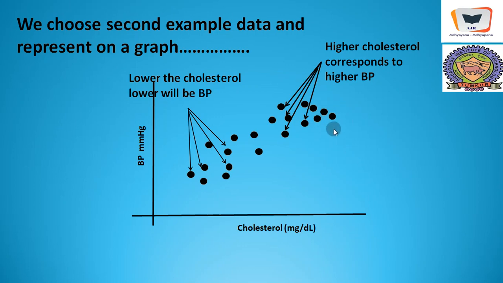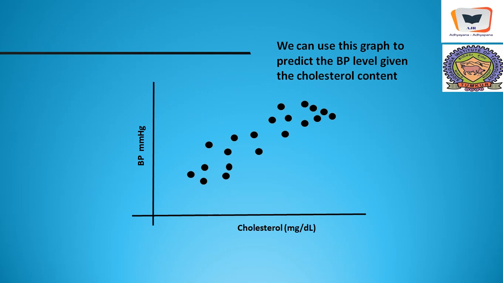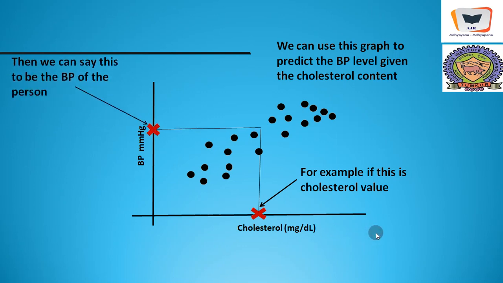And there is a threshold for this BP. As cholesterol increases beyond this particular point, there is no appreciable change in the value of the BP. Therefore, we fail to find some kind of solid relationship. We can use this graph to predict the BP level given the cholesterol content. For a given cholesterol content, we can draw a horizontal line, and whatever point it intersects will be the value of the BP.